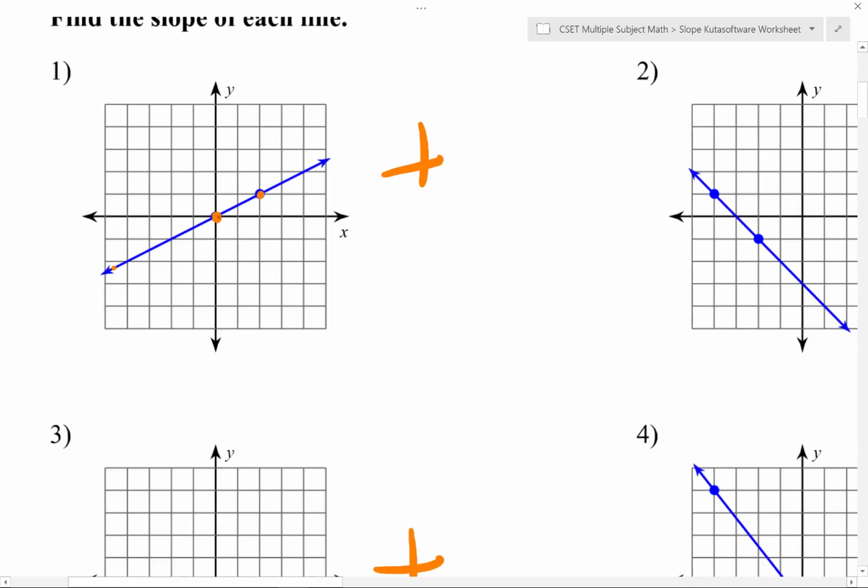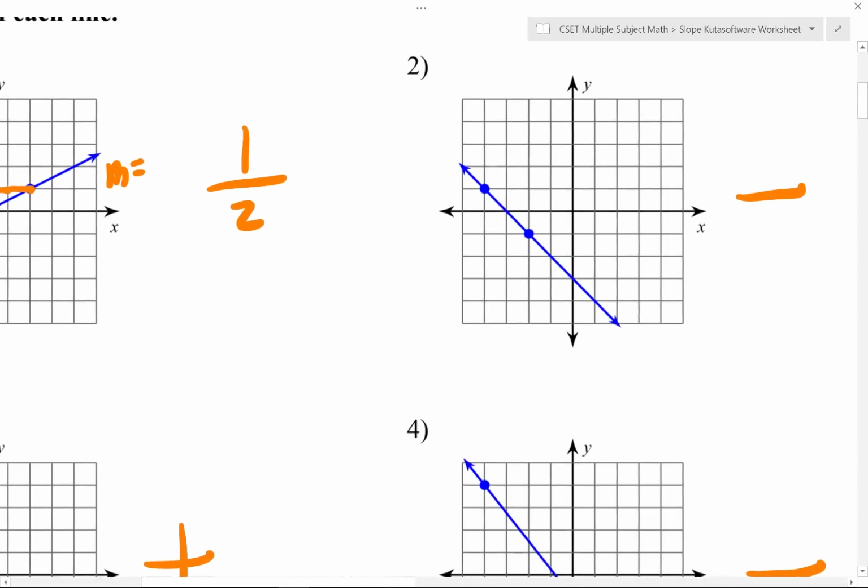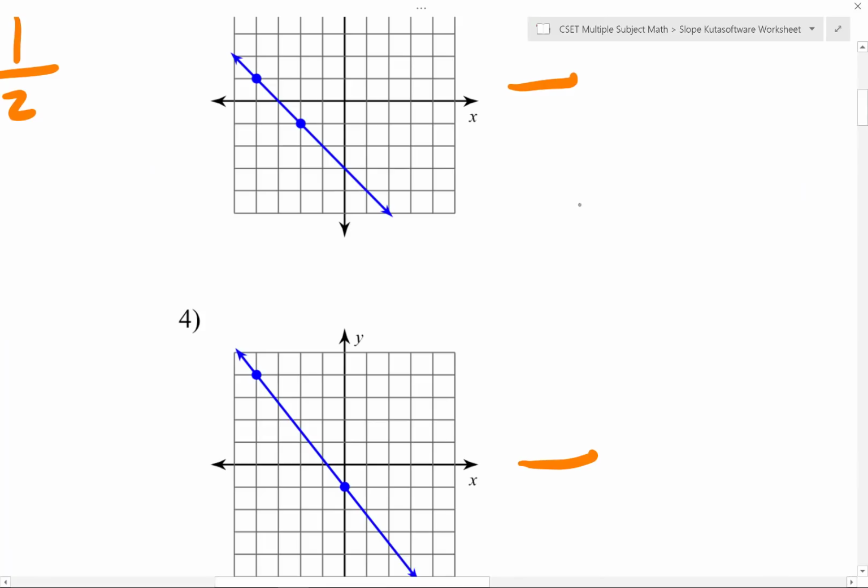So start at any point you want. Some people like to start at the lower point because then you really get to rise up and then run over. So here I rose up 1 and ran over 2 to get to the other point on my line. So my slope is a positive 1 over 2. That's a very big positive sign. So we'll just do slope is 1 over 2.